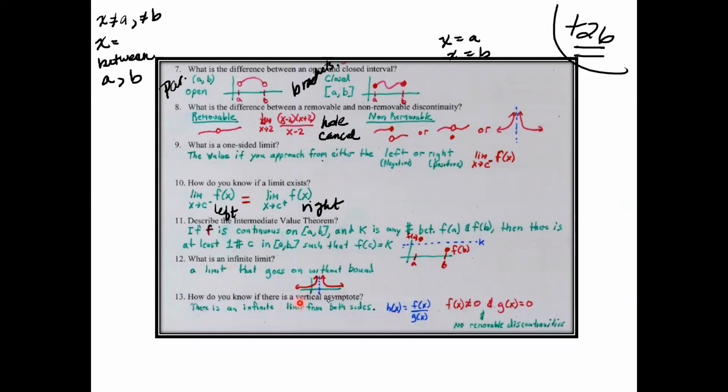And how do you know if there is a vertical asymptote? Well, you want to make sure you factor the numerator and denominator, cancel whatever is cancelable, and then you basically set the denominator to 0 and solve for x.